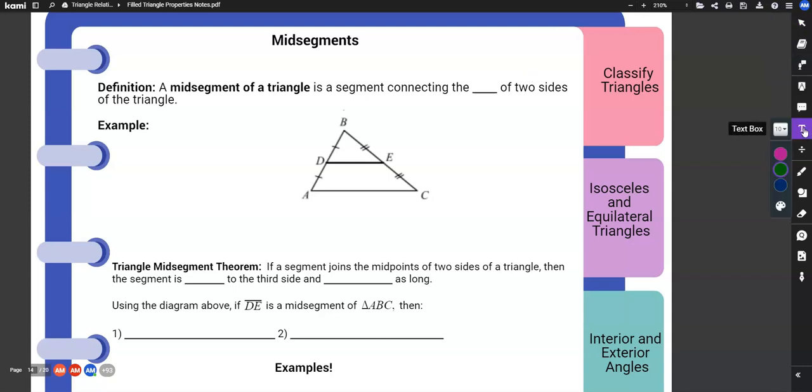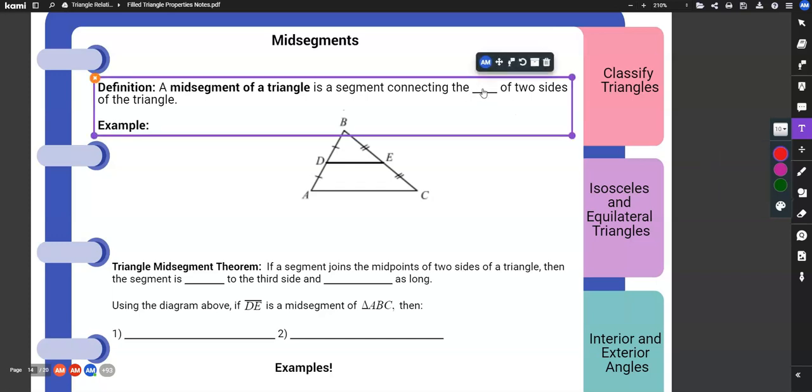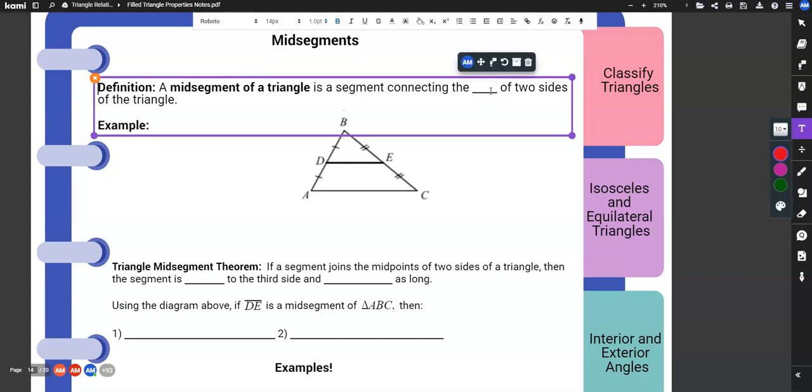All right, everyone. So today I'm going to go over the mid-segments, medians, and centroids section of our notebook. So the first thing we're going to go over is mid-segments. And first of all, the definition of a mid-segment is a segment connecting the two midpoints of two sides of a triangle.